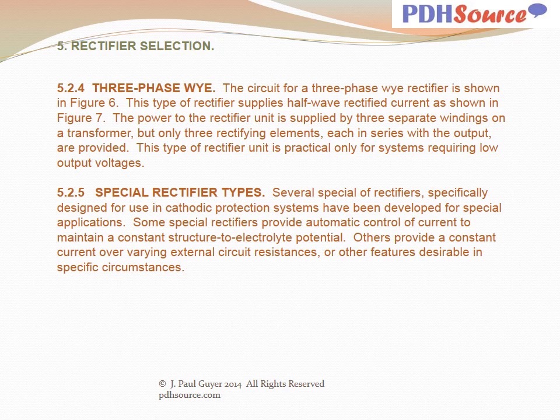Several special rectifiers specifically designed for use in cathodic protection systems have been developed for special applications. Some special rectifiers provide automatic control of current to maintain a constant structure to electrolyte potential. Others provide a constant current over varying external circuit resistances or other features desirable in specific circumstances.